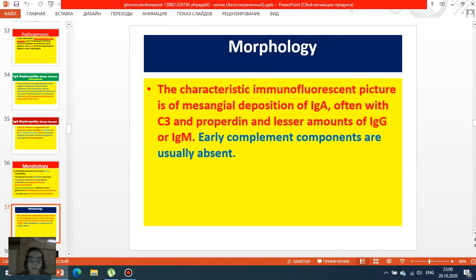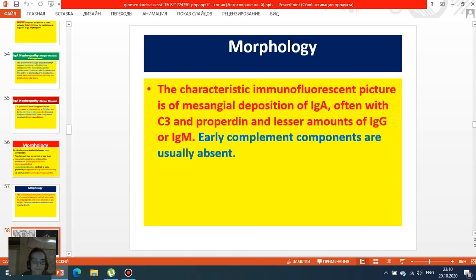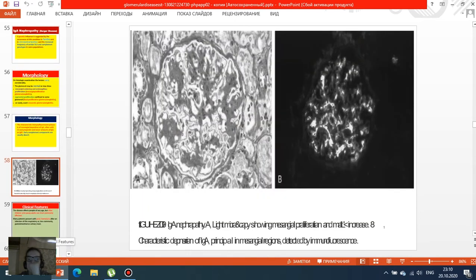The characteristic immunofluorescent picture is of mesangial deposition of IgA, often with C3 and properdin, and lesser amounts of immunoglobulin G or immunoglobulin M. Early complement components are usually absent. So this is IgA nephropathy by light microscopy, showing mesangial proliferation and leukocyte increase. And in picture B you can see deposits of immunoglobulin A, principally in the mesangium, and damage by antibodies.